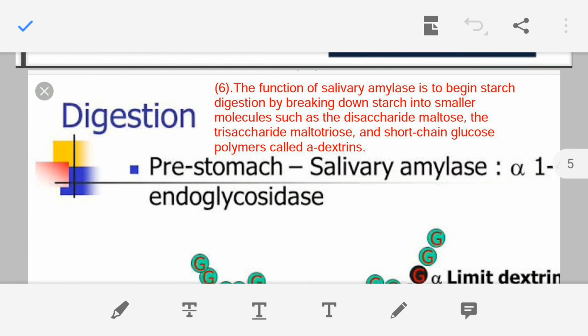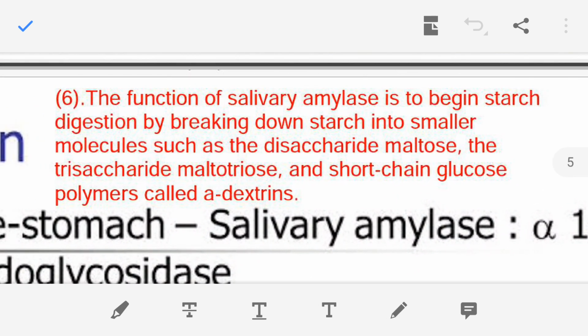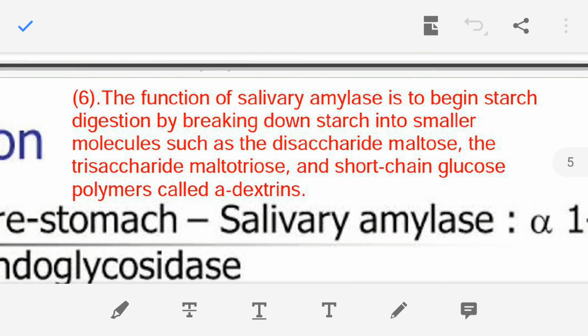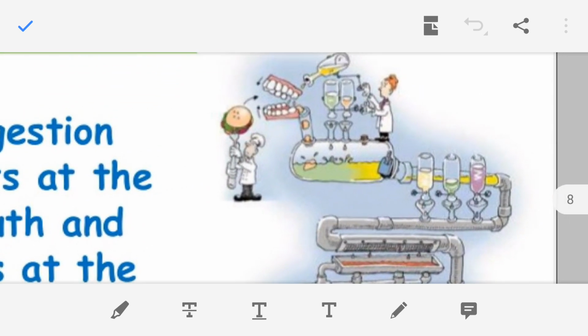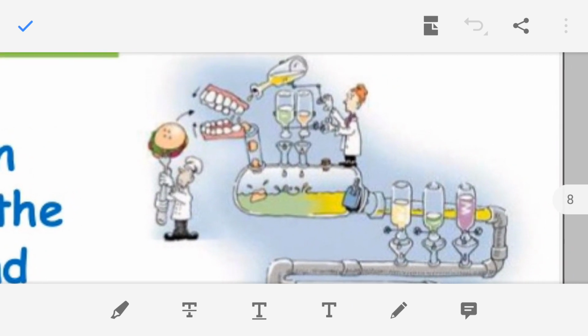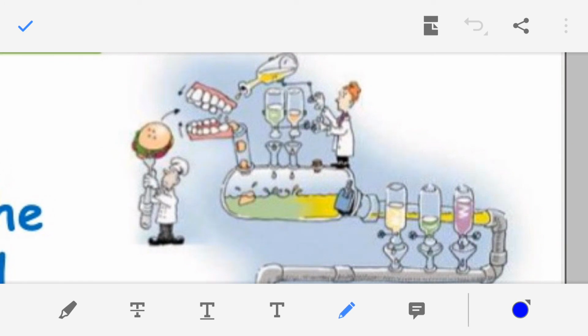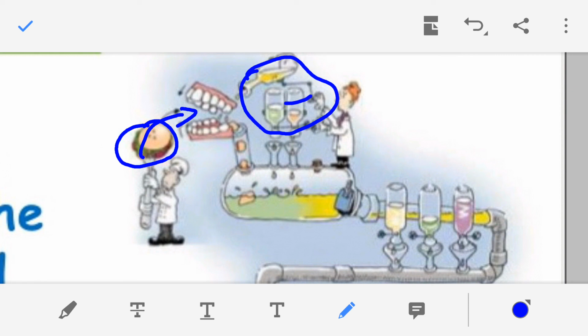So this is the sixth point, the main and important point of our discussion. Now moving on to the seventh point. Even though this is a cartoon, this cartoon picture tells us the entire story of our digestion process. Here, as you can see, this is the burger we are eating in our mouth and these are the salivary glands. So chewing, mastication, begins. Digestion of starch begins in our mouth, then we swallow. This is the esophagus and this is the stomach.